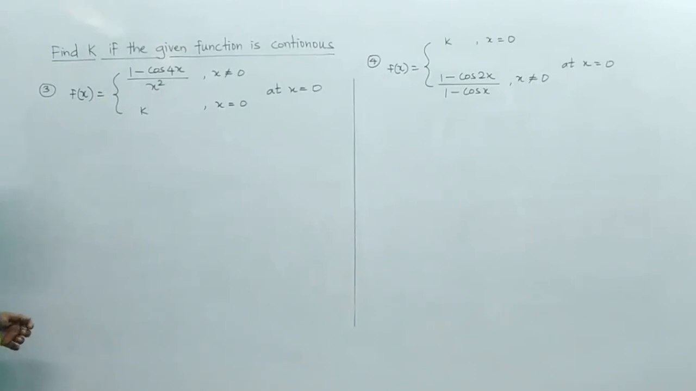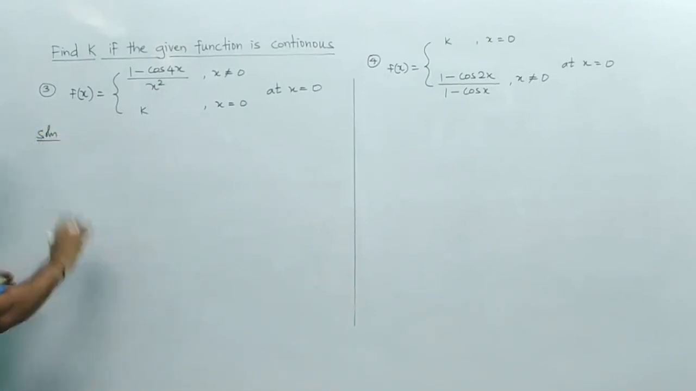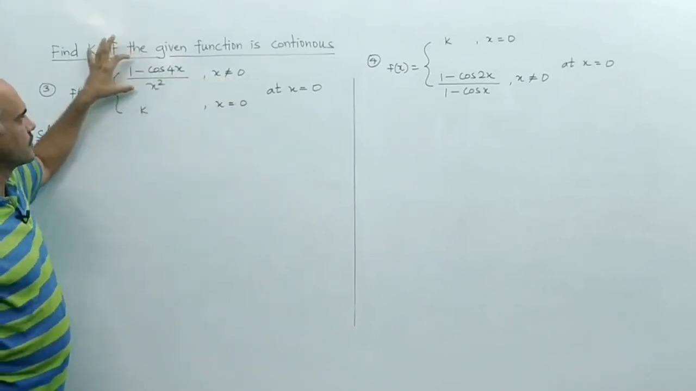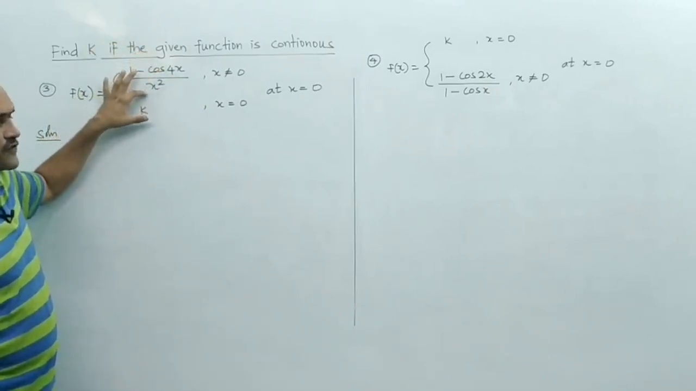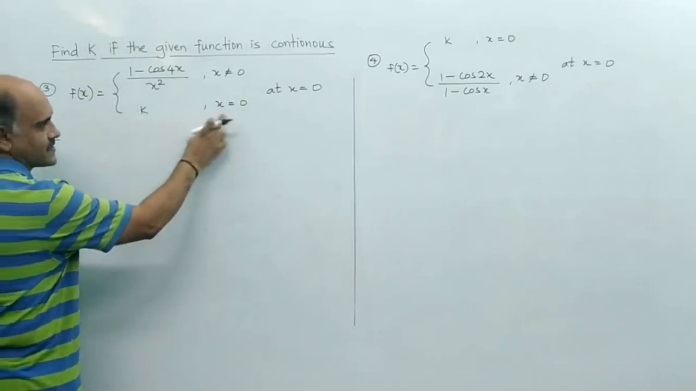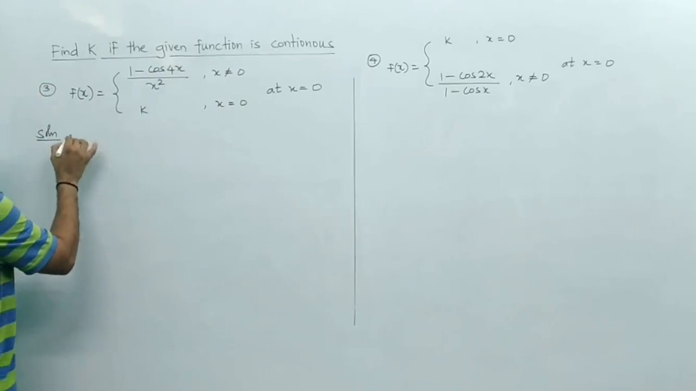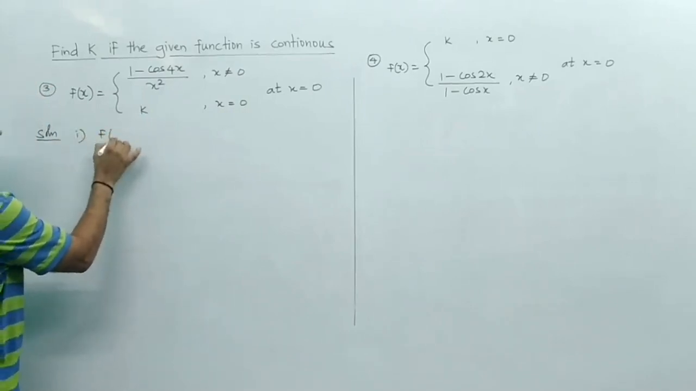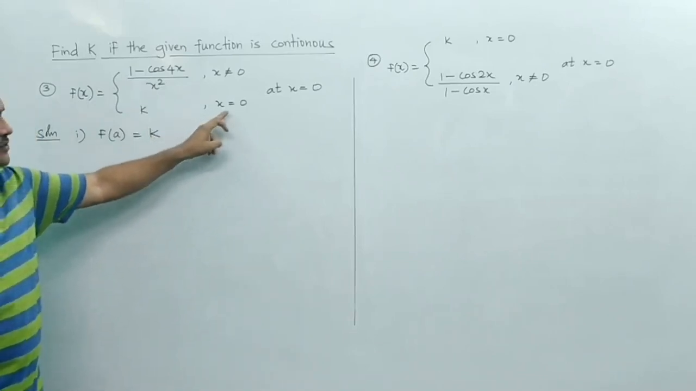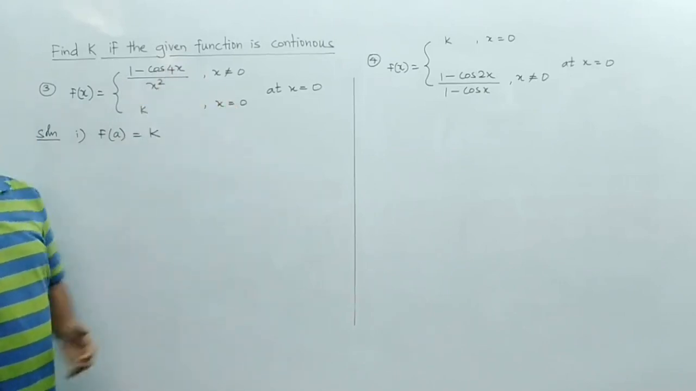So the third one, students. Again if you observe here, when x equal to 0 he has given it as k, and when x not equal to 0 he has given 1 minus cos 4x by x square. At x equal to 0, first I will take this one. When x equal to 0, directly I am having f of a. So first directly I will write f of a is equal to k. So f of a is k, where a is 0.